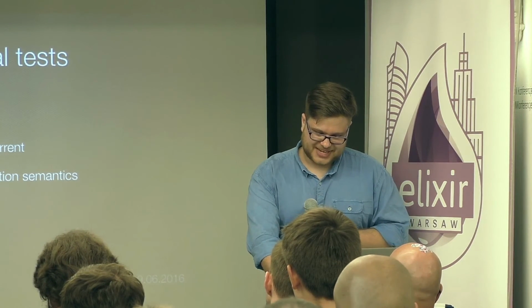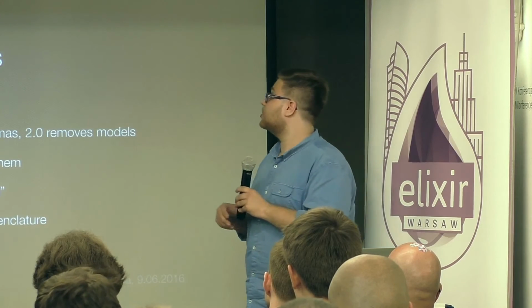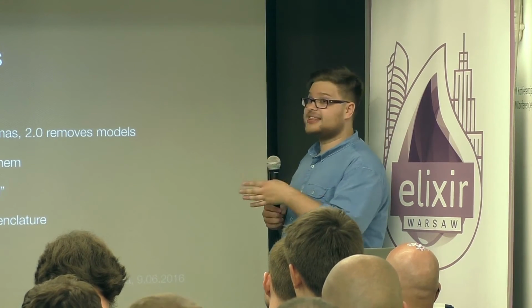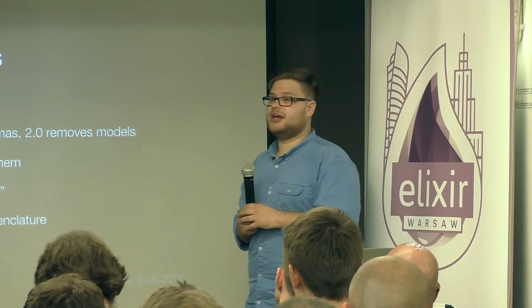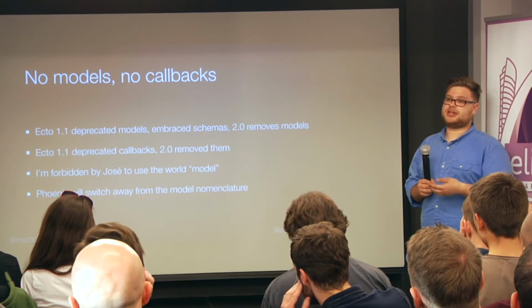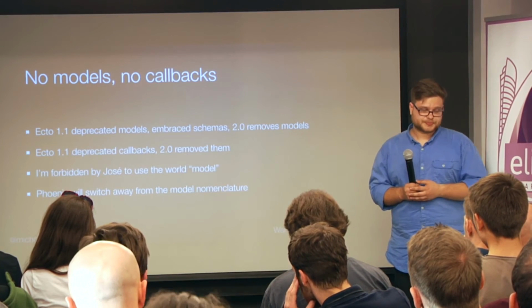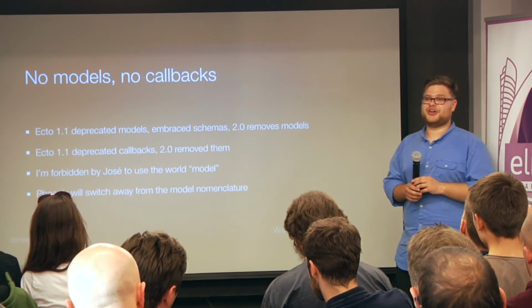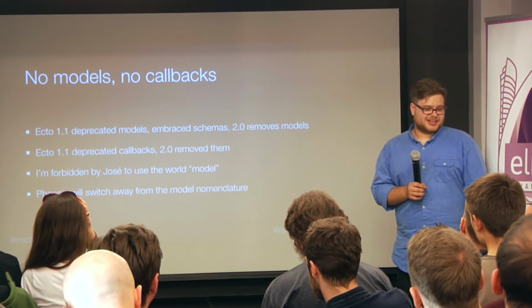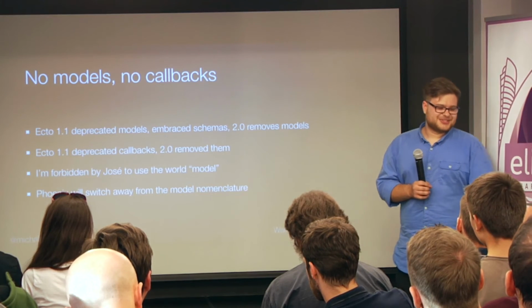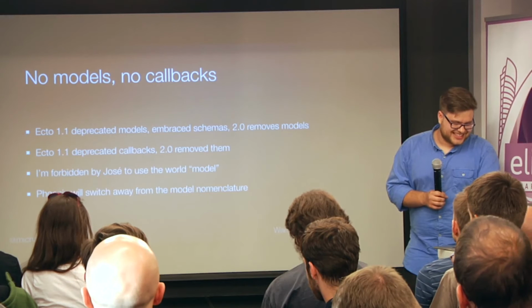Yeah. So as I said, Ecto does not have models now and does not have callbacks. It had them in the past, but they were both deprecated in Ecto 1.1, and now in Ecto 2 they are removed. Also, Jose, after my talk at ElixirConf last month, said that I'm not allowed to use the word model when I refer to Ecto, so I will not do that.